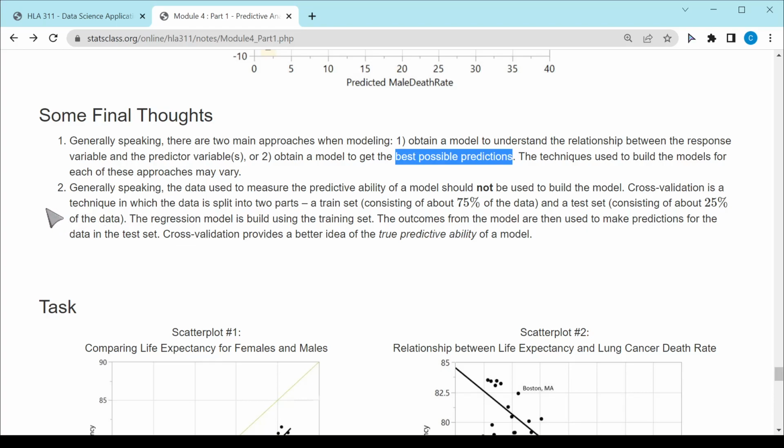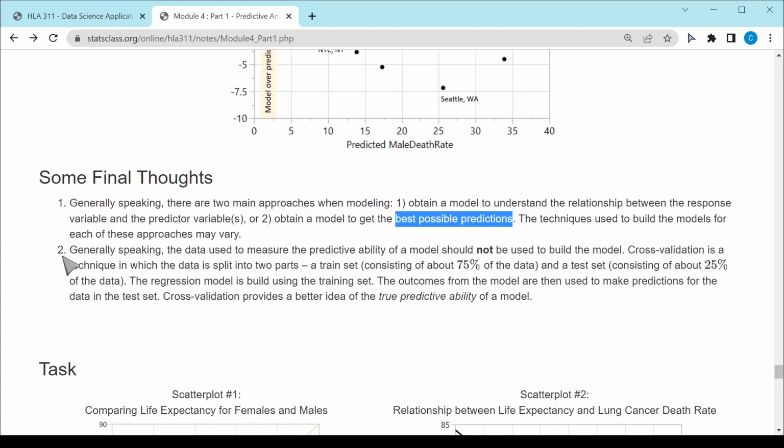Also, we should mention the idea or the notion of cross-validation. So generally speaking, the data used to measure the predictability of a model should not be used to build the model. So cross-validation is a technique in which data is split into 2 parts. One set is called the training set, and another is called the test set. A regression model is built using the training set, and then the outcomes from the model are used to make predictions for the data in the test set. When we use cross-validation, we have a much better idea of the true predictive ability of a model.